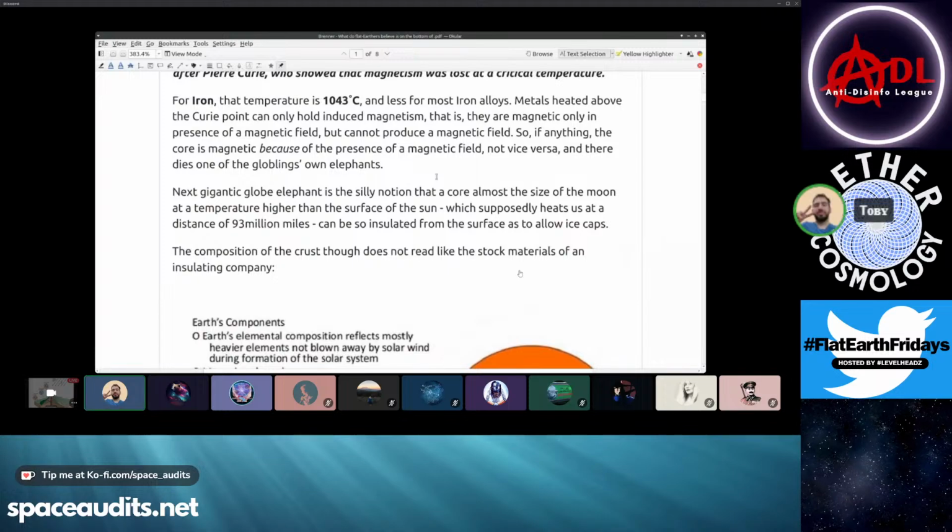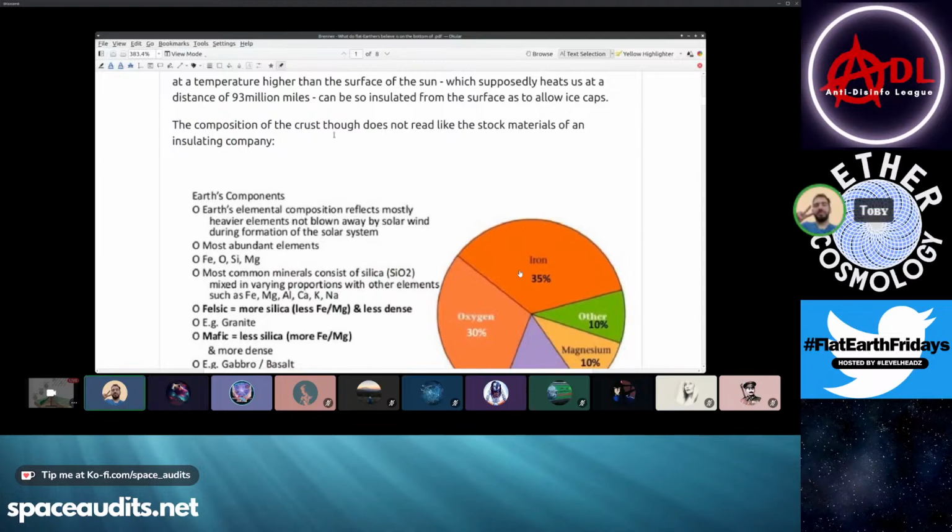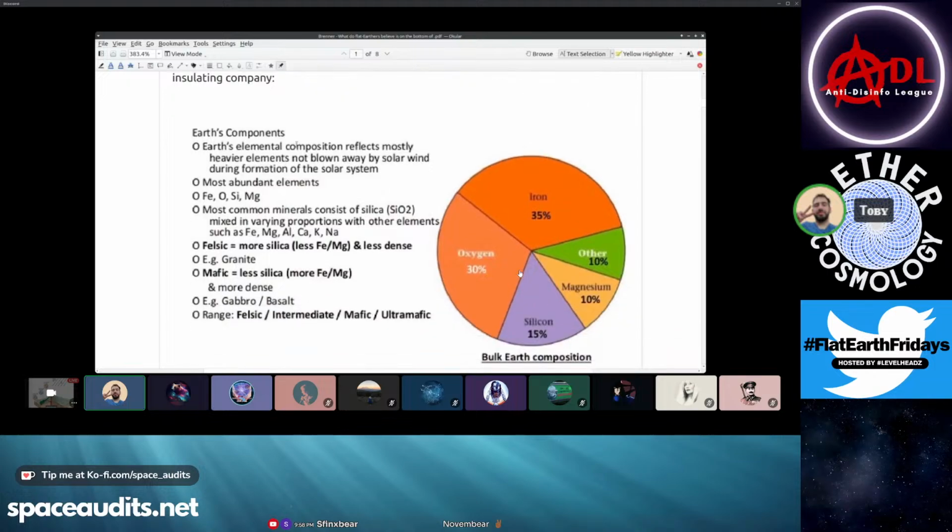Next gigantic globe elephant is the silly notion that a core almost the size of the moon, at a temperature higher than the surface of the sun, which supposedly heats us at a distance of 93 million miles, can be so insulated from the surface as to allow ice caps. The composition of the crust, though, does not read like the stock materials of an insulating company.